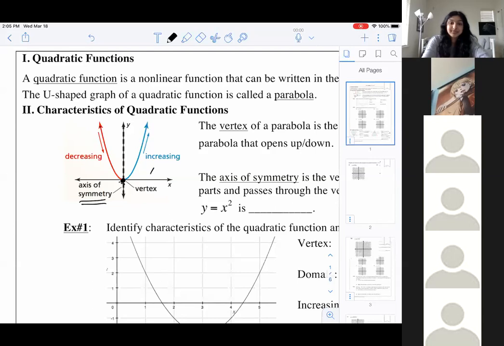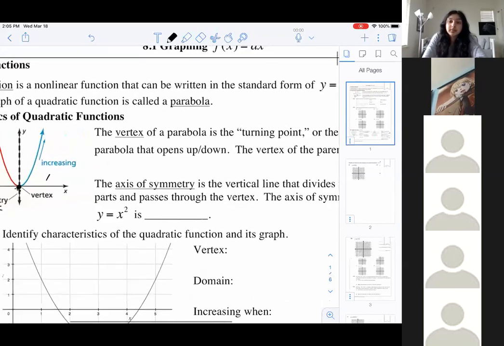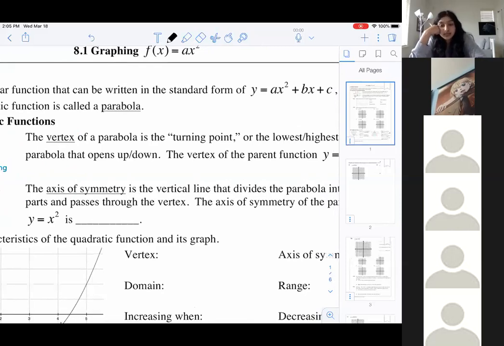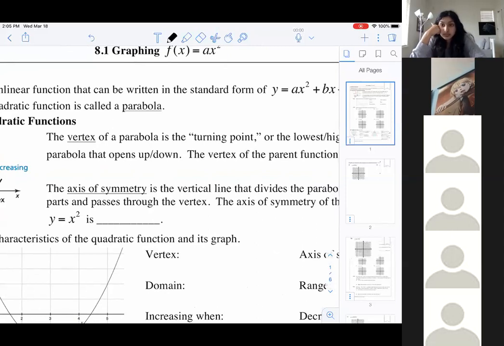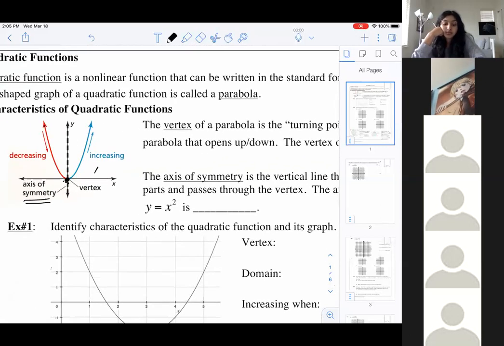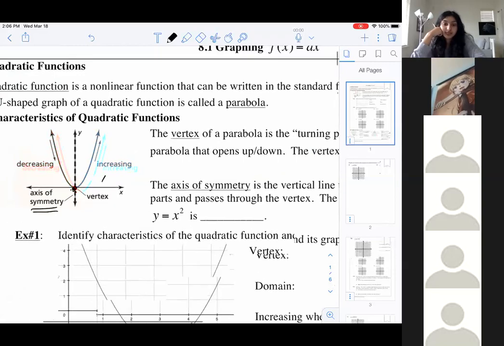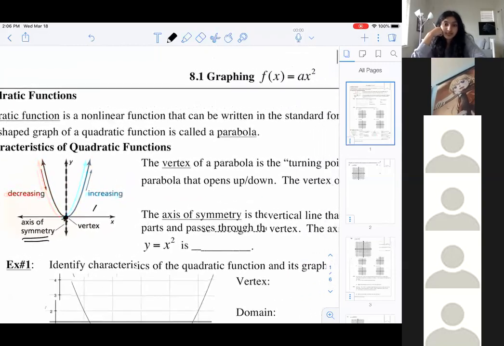Okay, so the decreasing part and then the increasing part, and the vertex is just halfway through, and that's called the turning point. In your notes, you'll see that the vertex of the parabola is the turning point, or the lowest point or the highest point on the parabola that opens up or down. You will see later on that some parabolas open up and some actually open down. But either way, the vertex is called the turning point where it changes its direction. Is that clear? Yes.